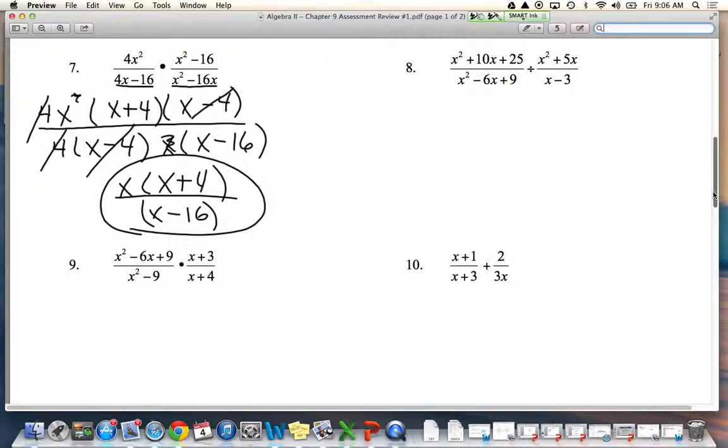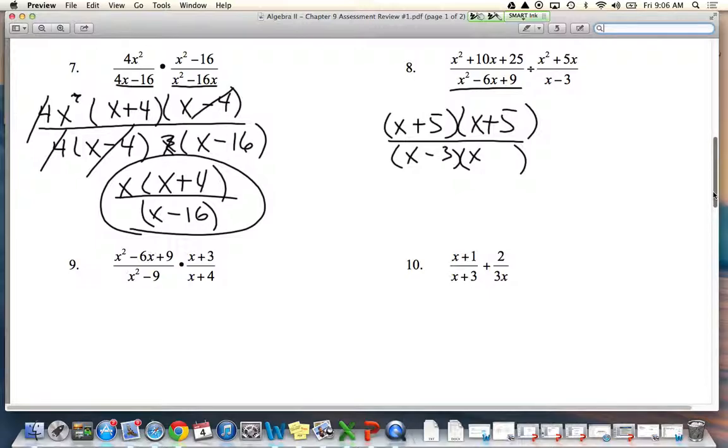Okay, now dividing fractions. Remember when you divide a fraction, you multiply by the reciprocal. So I'm going to do 2 things in 1 step. First, I'm going to factor this first one. I'm going to leave it alone because that's the first one. So the top is an x plus 5 and an x plus 5. The bottom is going to be, again, an x and an x, and it's a minus 3 and a minus 3.